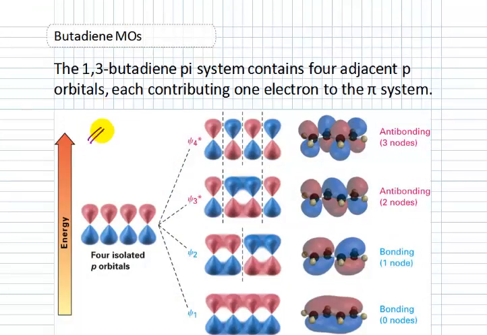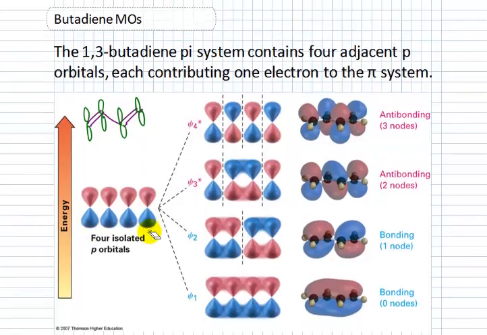1,3-butadiene, the molecule we started with this chapter. It contains 4 adjacent p orbitals, 1 on each of the carbons. Each of those p orbitals will contribute 1 electron to the pi system, or if you look at the original molecule, you could consider each of those double bonds that we had drawn in the original structure gives 2 electrons, right? So nonetheless, 4 pi electrons to the system.